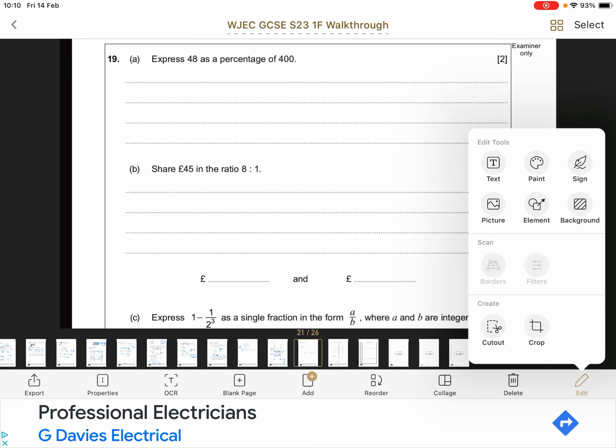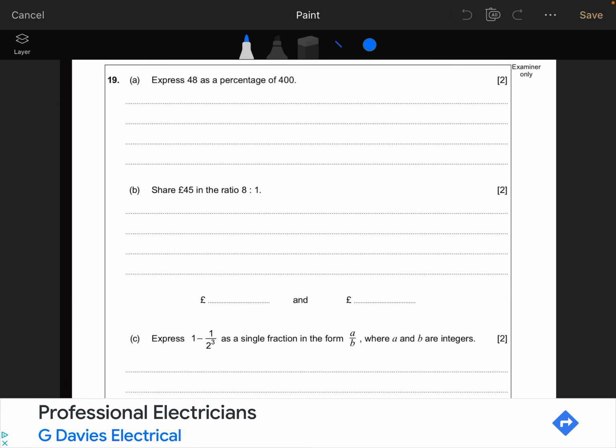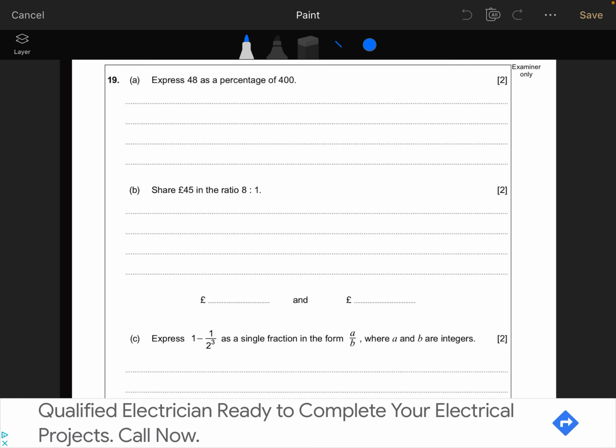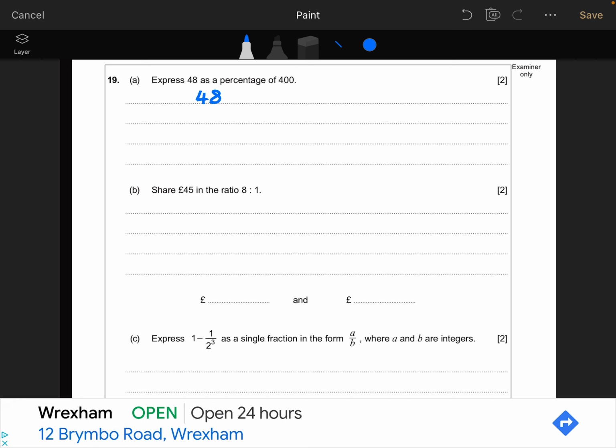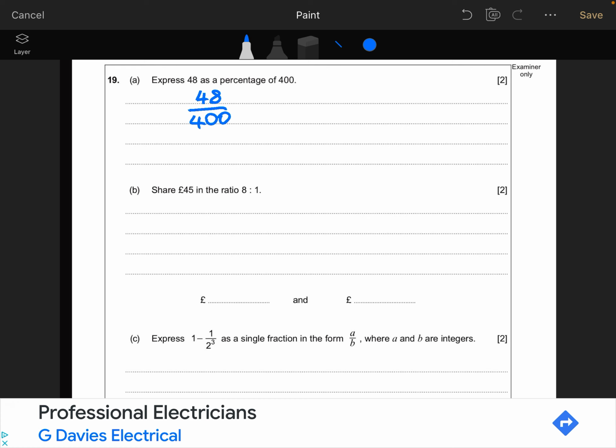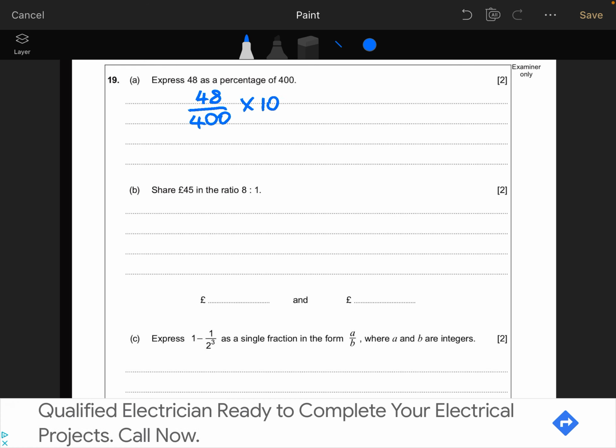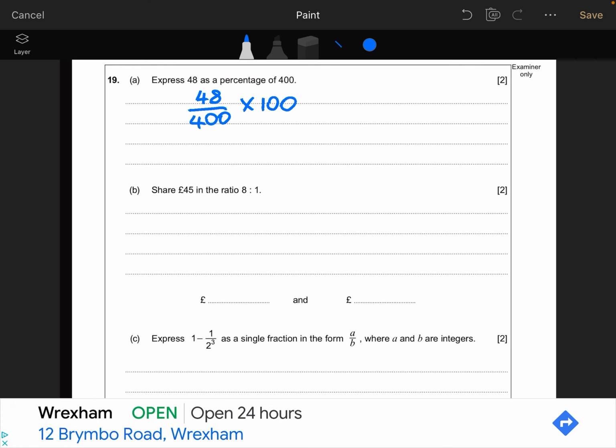Very close to the end of the paper now. So question 19 says express 48 as a percentage of 400. So as a fraction of 400, we've got 48 out of 400. But if we're now going to put it as a percentage, we're going to times that by 100. Okay, so we want to express it as a percentage out of 100, so we've done that, and now I need to simplify that.